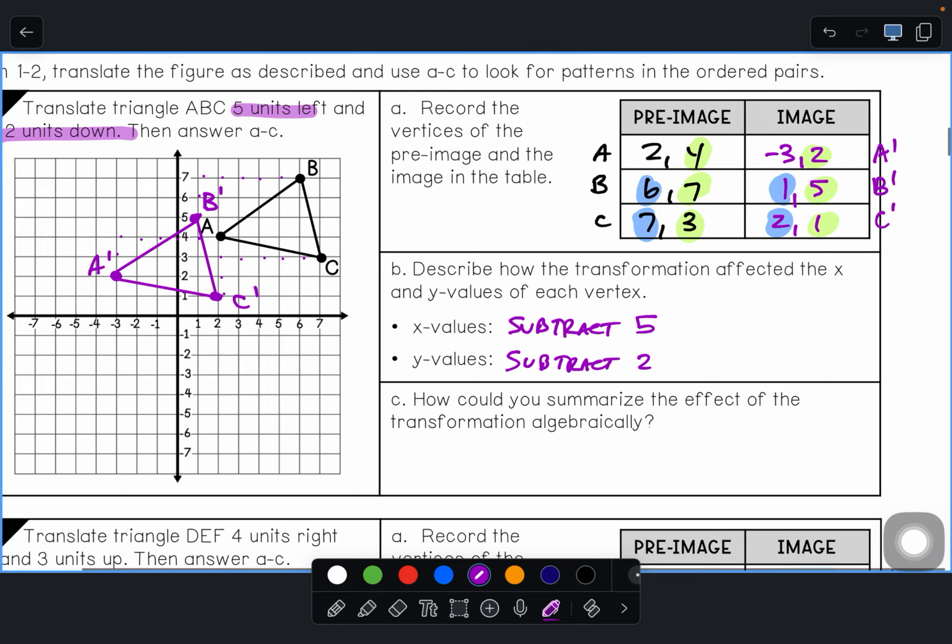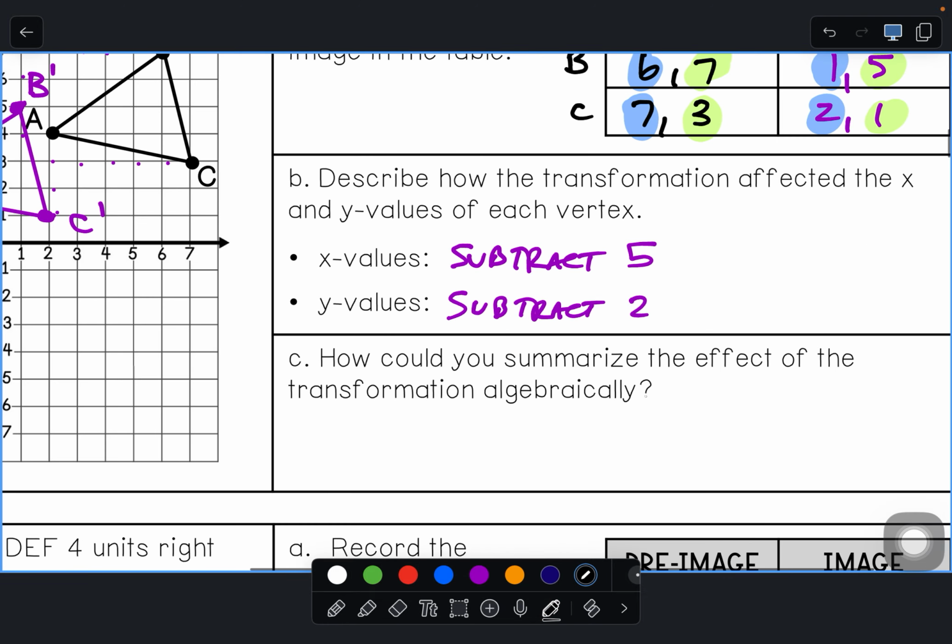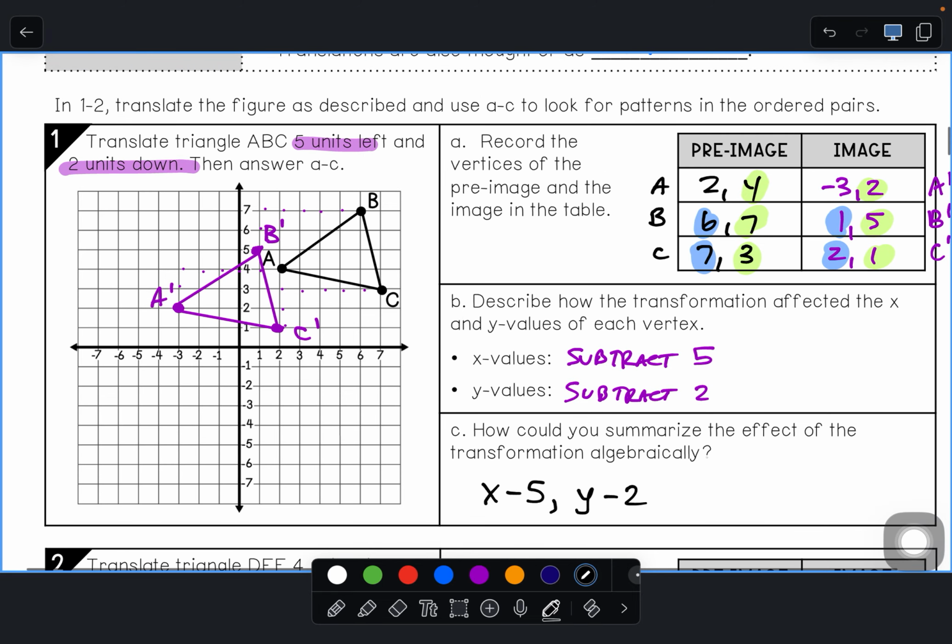How could we summarize the effect of the transformation algebraically? Here's where we want to take this and create an expression. So x minus 5, comma, y minus 2 would be an algebraic version. What that's telling us is that we're subtracting 5 and 2 to represent the left movement and the down movement of my pre-image to my image.